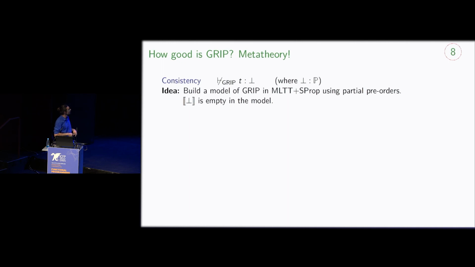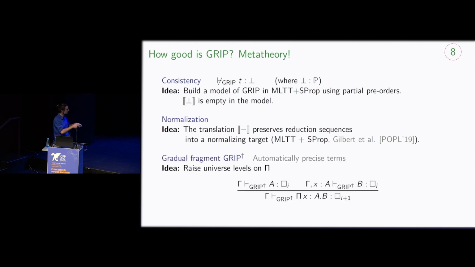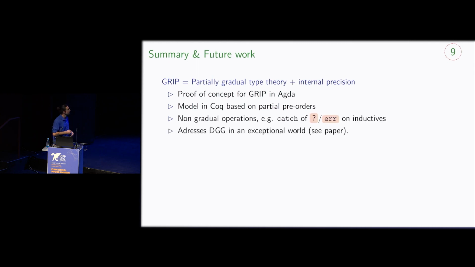So really quickly, I would like to outline that we have some interesting meta-theoretical properties on this language. It is normalizing, it is consistent, and moreover, we can carve out some fragment of this language where we can automatically derive that terms are gradual. So to conclude, we have a proof of concept of this type theory in Agda. And we have a model in Coq that validates the meta theory that I just alluded to.